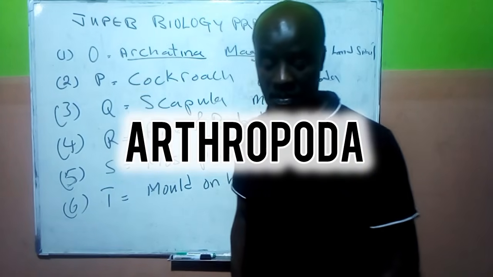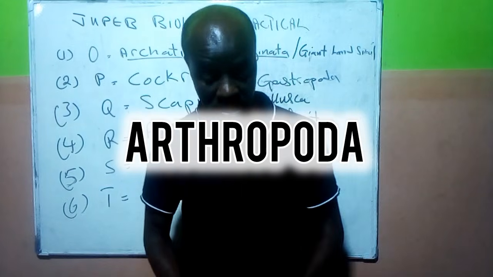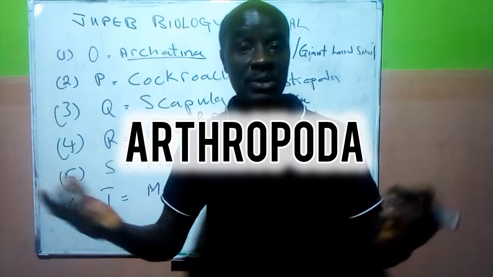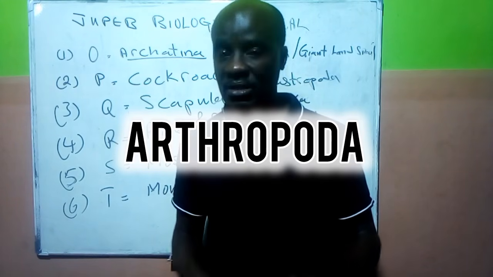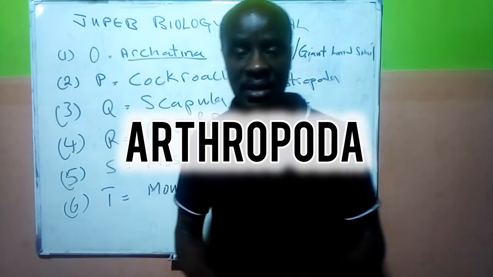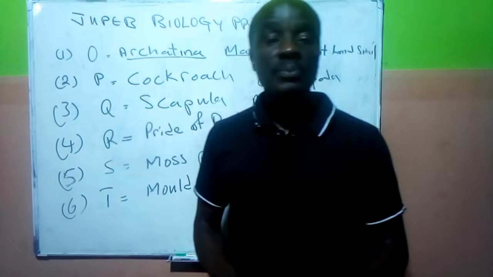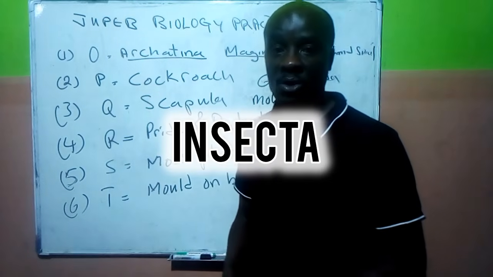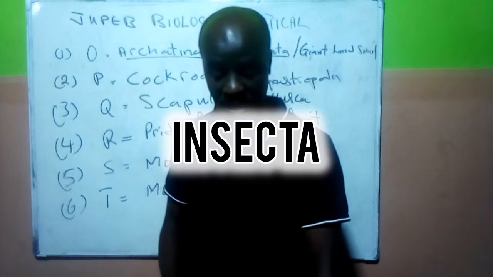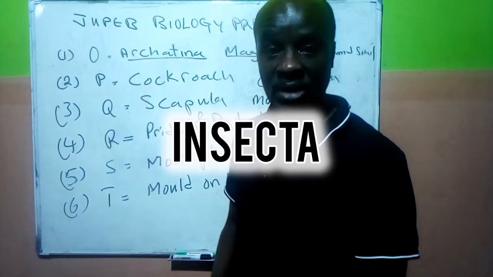Arthropoda happens to be the largest phylum. There are many. You see them in water, in air, on land, everywhere. They are scattered everywhere. And the class of this one is Insecta. They belong to insects.